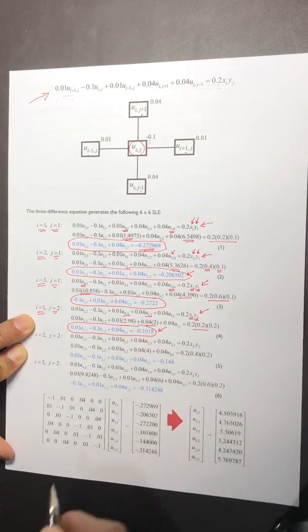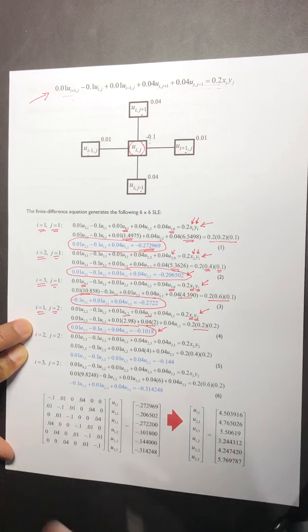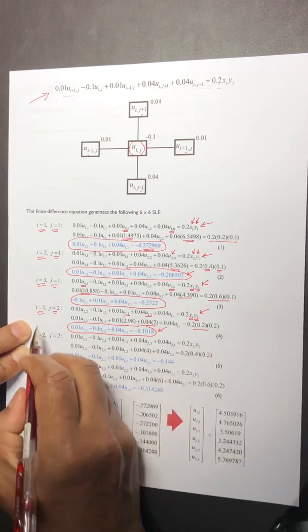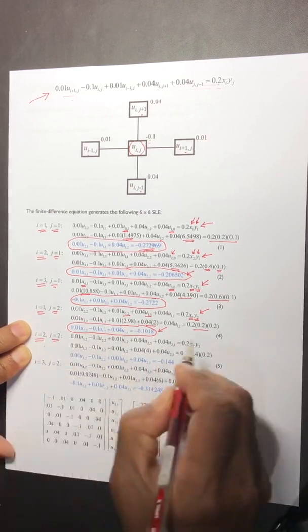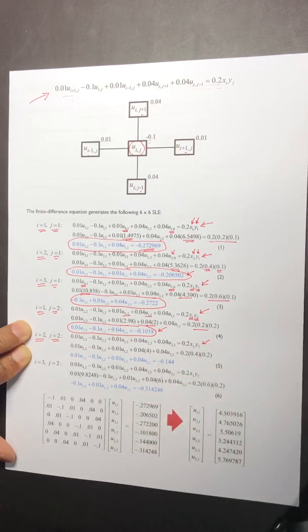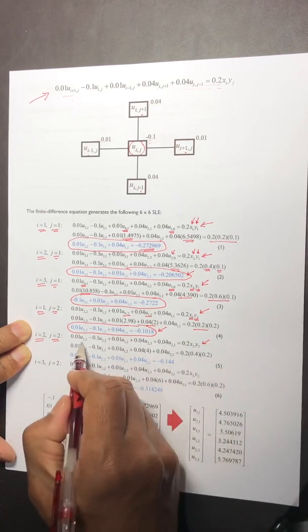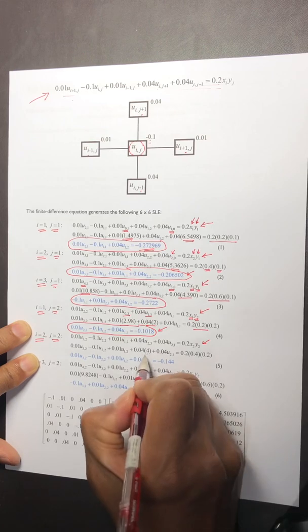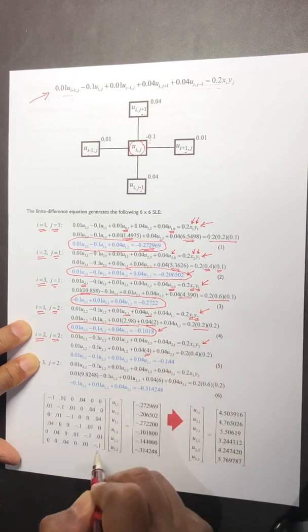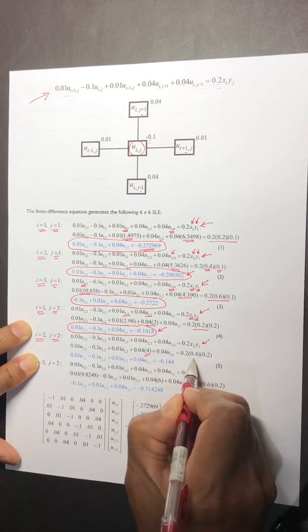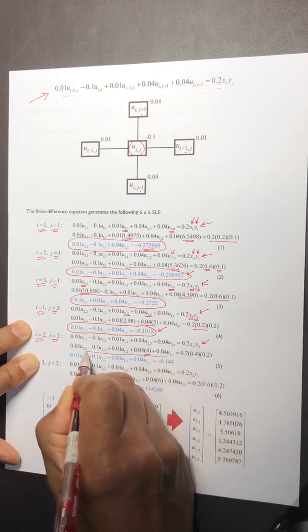Then move to the right with I equal 2, j equal 2. We get this one here, and then what do we know? We know the value of 2, 3. So move to the right hand side. Okay, we get equation number 5.